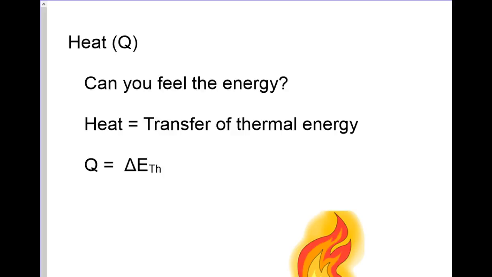Heat is generally something that we feel. It's really nice sitting up here on a cold morning because this is where the radiator is, and the heat energy is coming off of the radiator.